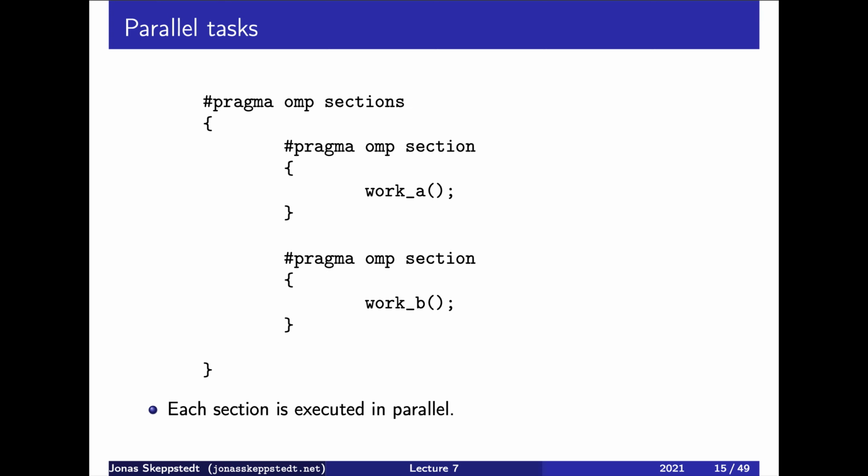So, if we have some different parallel work that should be done, but not in a for loop, for instance, but we have a number of sections that can be worked on concurrently, then we can use OMP sections, and then OMP section, and a number of these, and these sections are worked on concurrently.